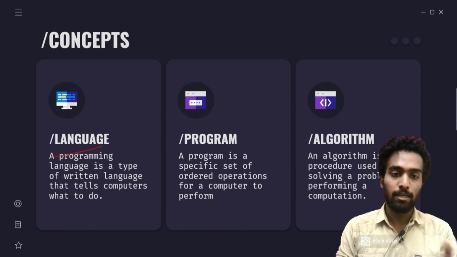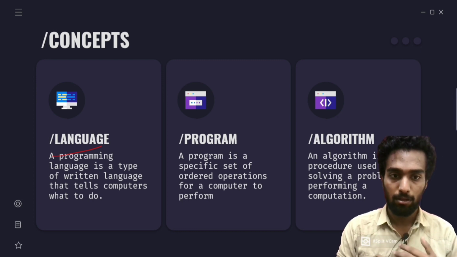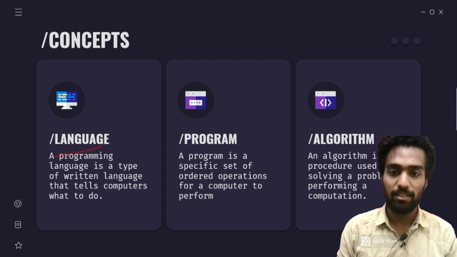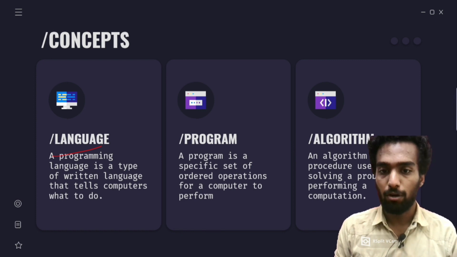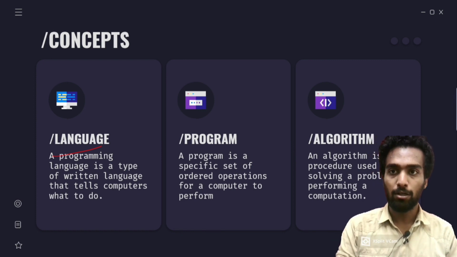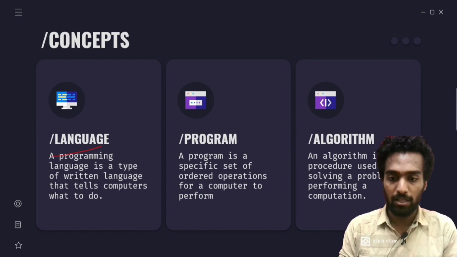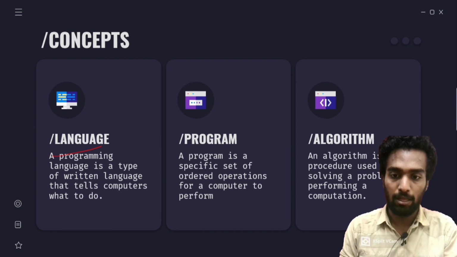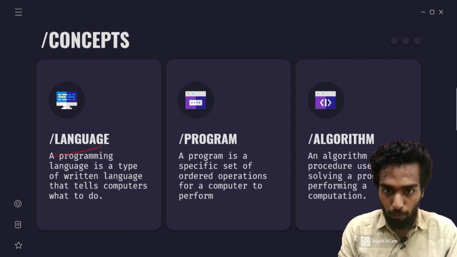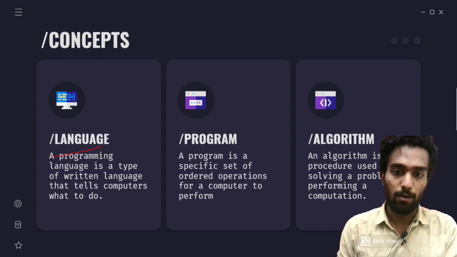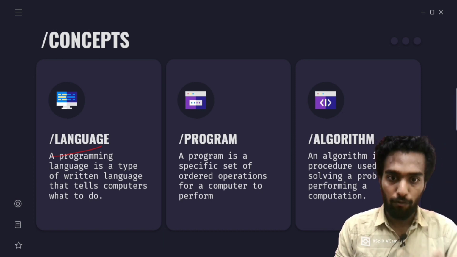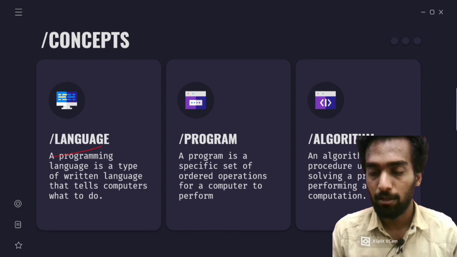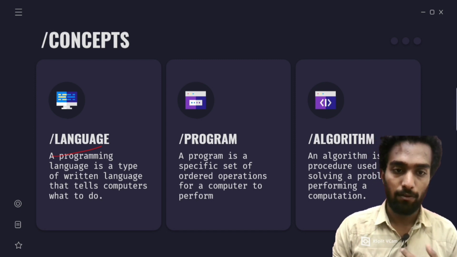Now here we find what is a program. A program is a specific set of ordered operations for a computer to perform. Like we are telling the computer to do this, then do something else. Like we are telling it, please add these two numbers, then multiply the result with this number, then divide the result with this number, then subtract this number from the result. This is a set of operations, and our computer performs all of these. So this set of operations is known as a program. Now, we've learned what is language and what is program.